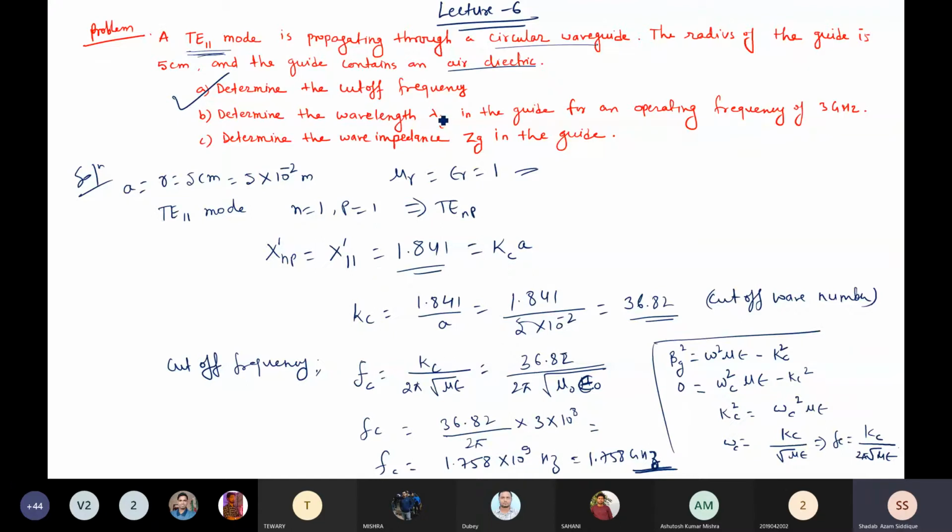Now we need to determine the wavelength lambda g in the guide for the operating frequency 3 gigahertz. See, this is the operating frequency which is given. What is meant by operating frequency? Operating frequency is nothing but the omega or f value we have. So we will try to find lambda g. We have two formulas. Lambda g can be written as lambda divided by square root of 1 minus (fc by f) whole square.